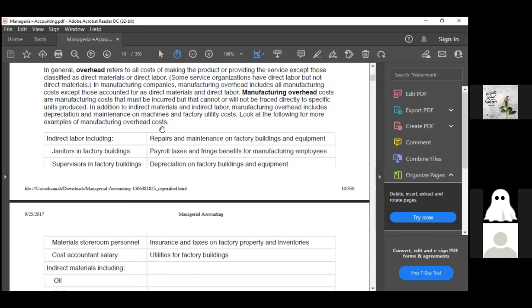So one is indirect labor includes repair and maintenance to the factory building and equipment. So the people that repair and maintain the factory building and equipment are included in indirect labor, but they are still put in manufacturing overhead, but not in direct labor. So it's just that these people will not be put into direct labor as they are not directly involved in producing the product.